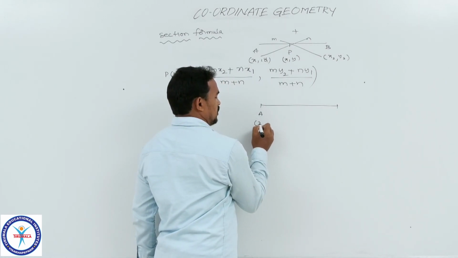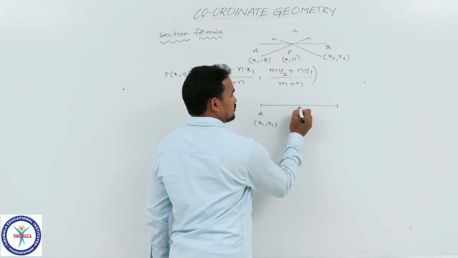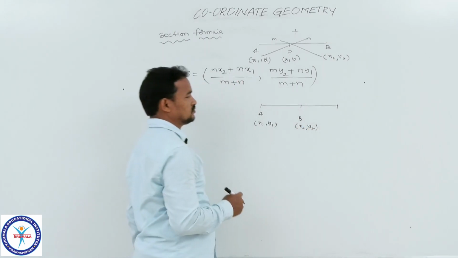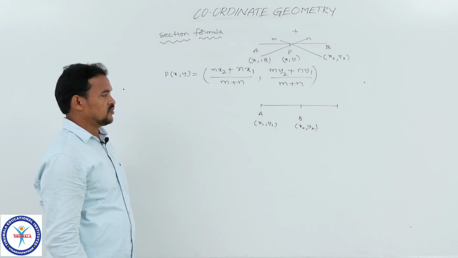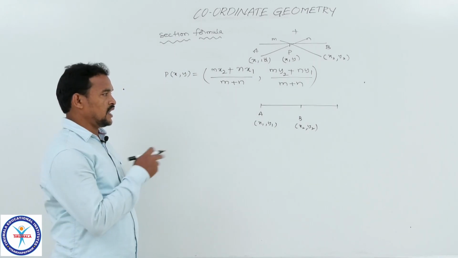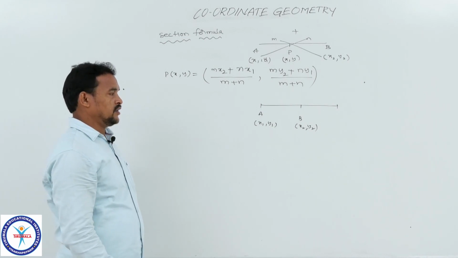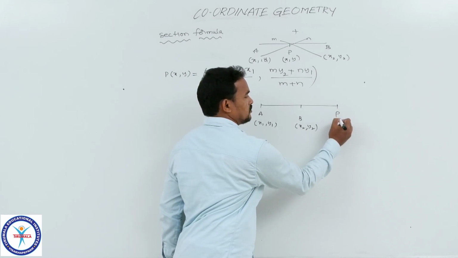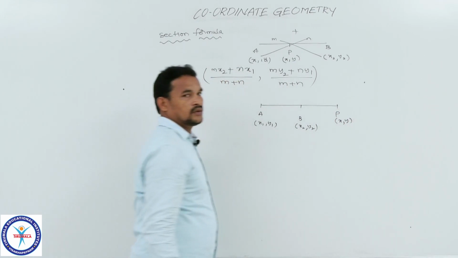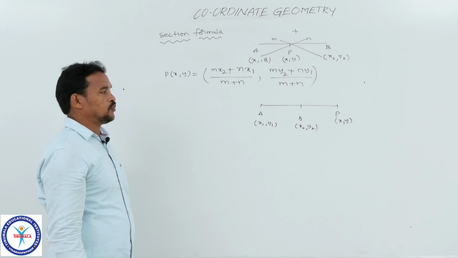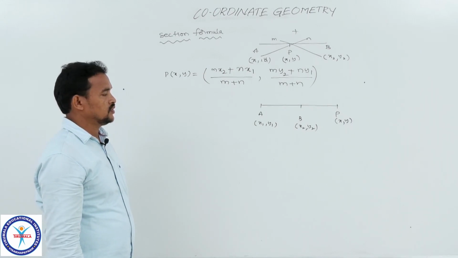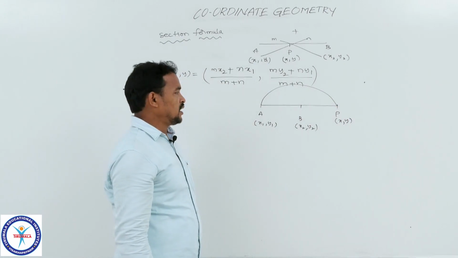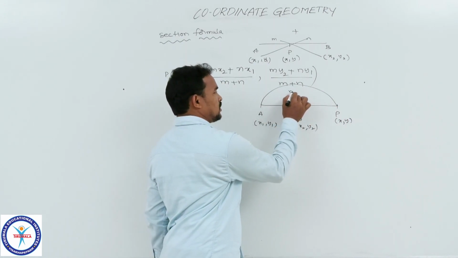It is A, x1 comma y1, another point is B, x2 comma y2. Now in the other case, the point P lies on the line AB and not between A and B. If P is outside of the segment AB, then how can you find the coordinates of P of x comma y? Here, see, P can divide the line segment AB in the ratio m is to n only.